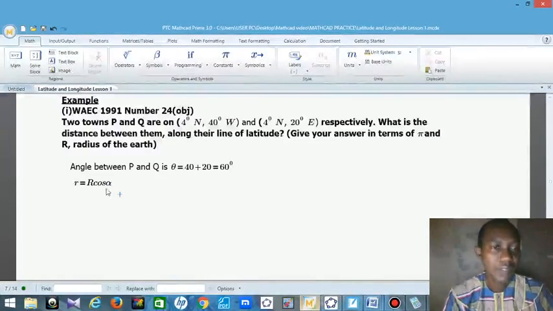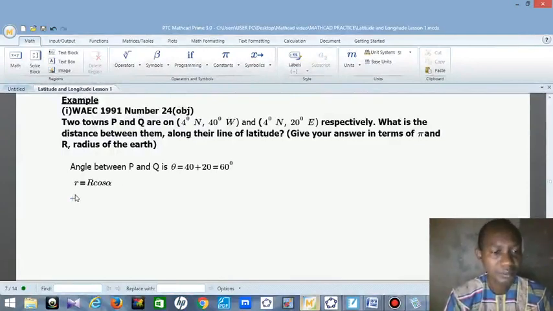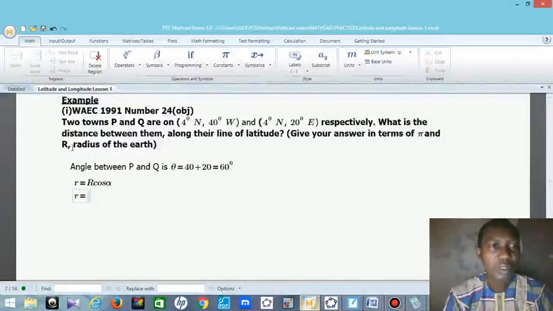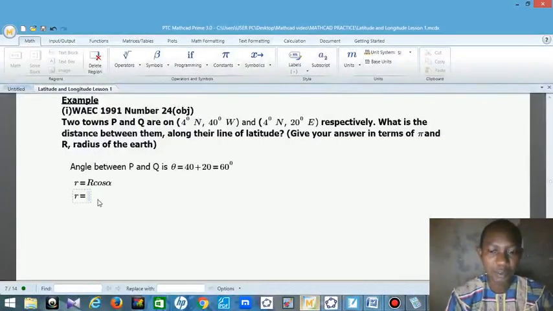So alpha is the latitude on which P and Q are standing. They are standing on 4 degrees north, so that will be the alpha. Then, without wasting time, small r will be equal to, remember the question says give your answers in terms of pi and R. So we are not giving the value of capital R, so we don't use any value here. Just leave R as part of your answer.